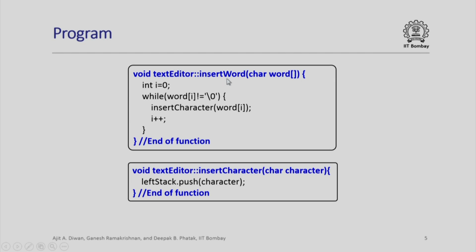Next is inserting a word. Notice that I get a word as a parameter which is a proper string. Now, every string ends with \0. So, all that I do is I set up an iteration, keep on looking at every character. If it is not \0, I simply insert the character, the ith element. When I finish this, the entire word would have been inserted.